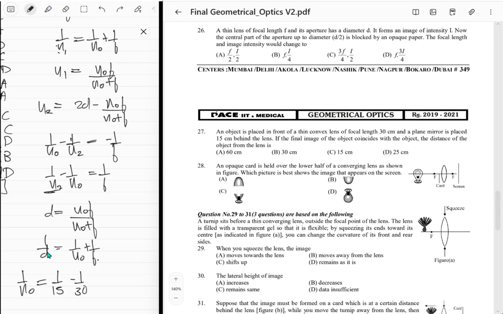Is the assumption okay that it's negative? That it should be positive? Like U naught is equal to 30 centimeters. That makes no sense, right? Because it's even beyond the plane mirror, which is not correct. That just cannot happen. So yeah, this is just wrong.